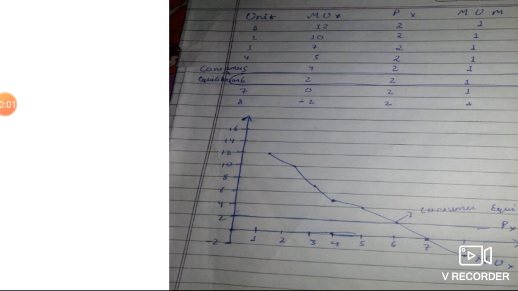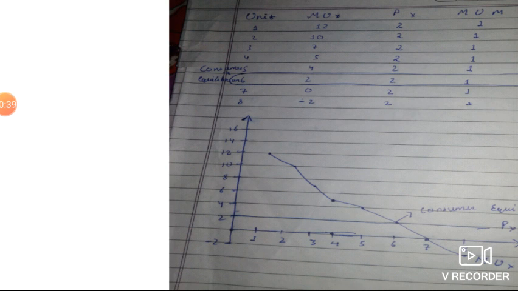What will happen if MUX is smaller than PX? Then a rational consumer will stop, or has already stopped. This condition will not be applicable for a rational consumer. So what have you learned today? Today you have learned, with the help of a graph and a schedule, how a consumer determines to consume different units of a commodity.